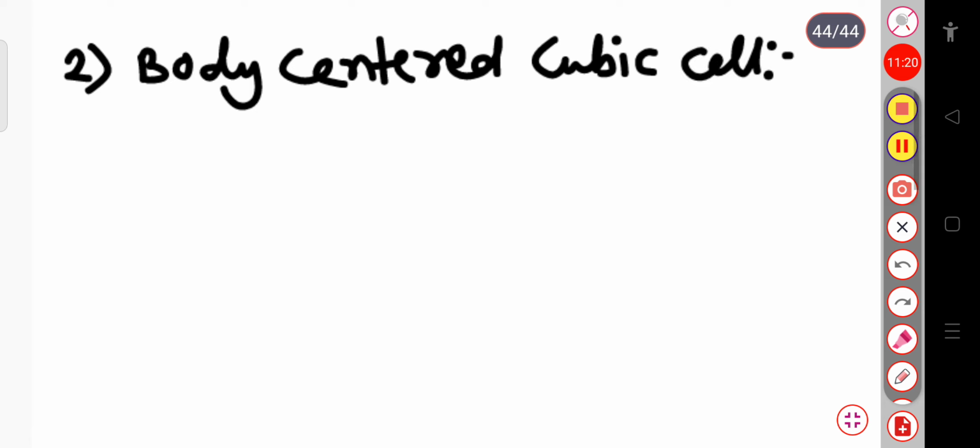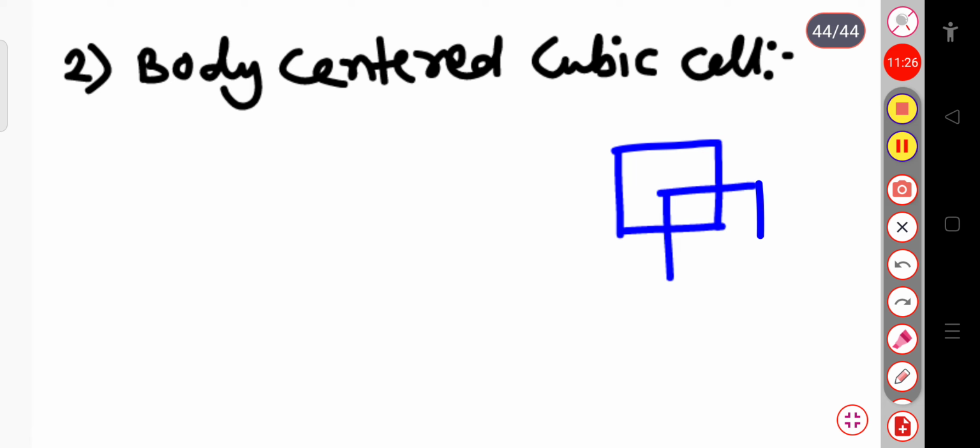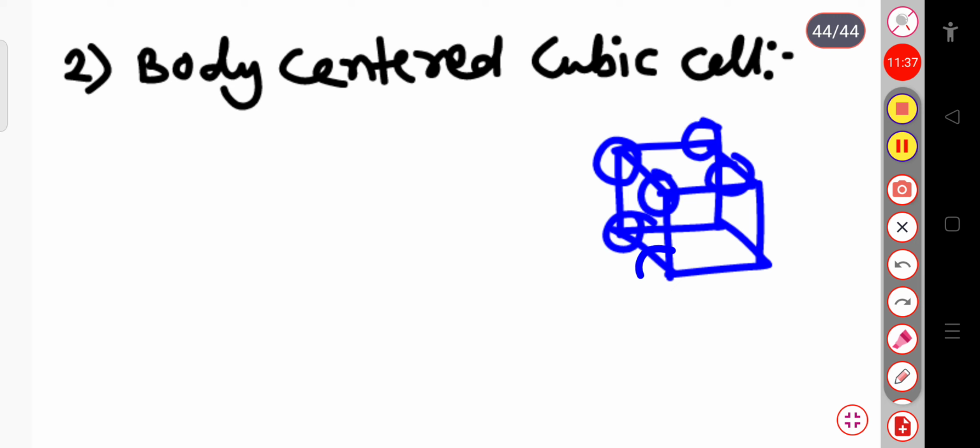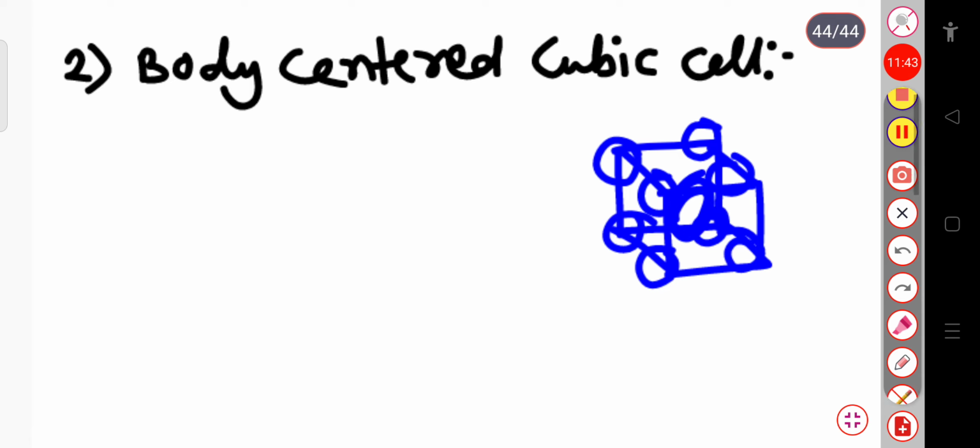So in case of a body centered cubic cell, suppose this is a unit cell. Here I am representing this unit cell, and in case of a body centered cubic cell, the corner atoms are present here. All the corner atoms are present, as well as inside this unit cell a single atom is present. One complete atom is present totally inside the cell.